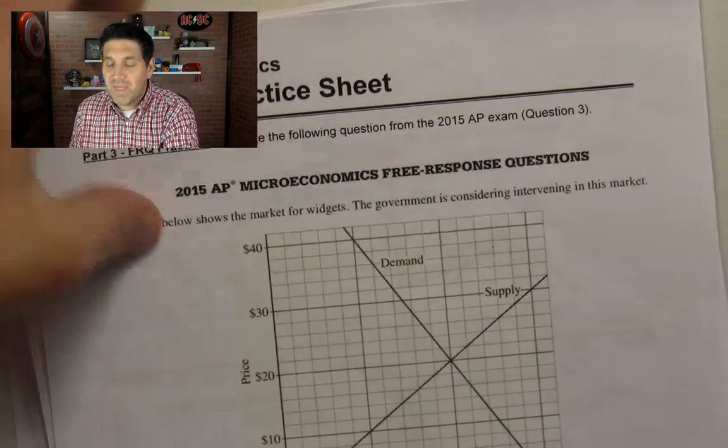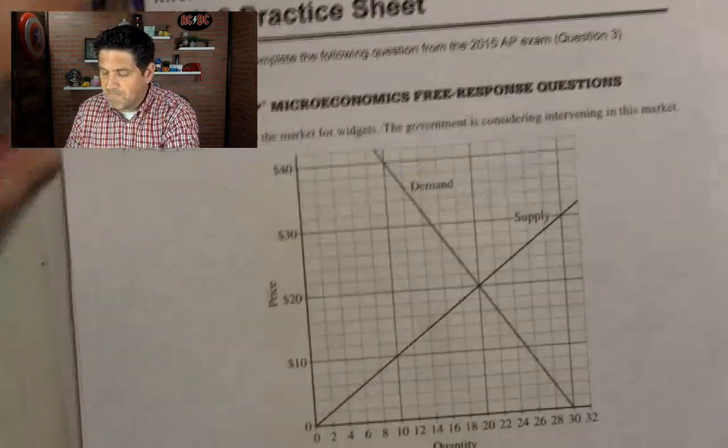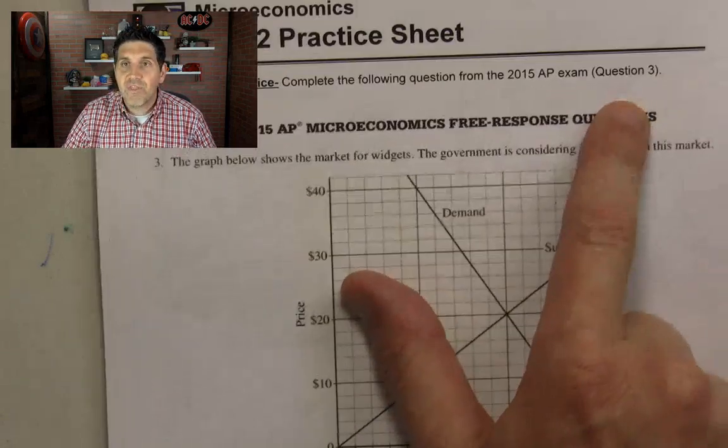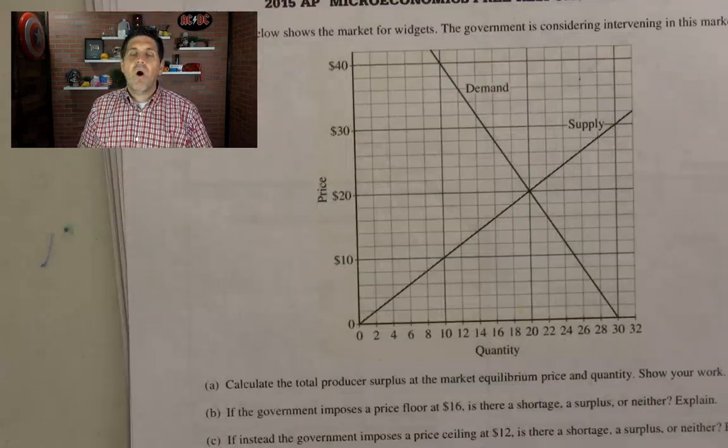This is straight from the AP test. This is free on the College Board website. This is the 2015 micro free response, question number 3. Basically, it's asking you all these things over again.